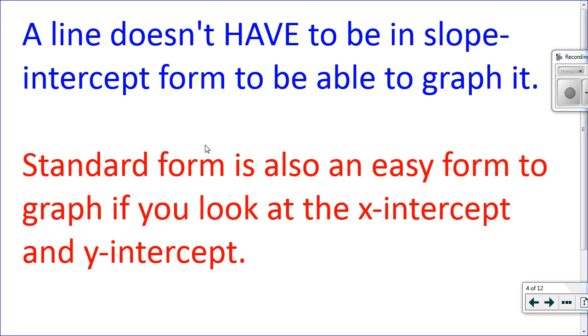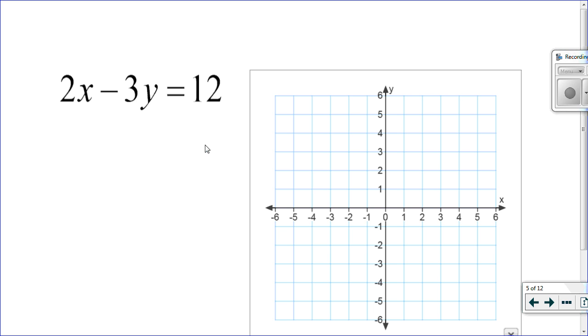Right? Remember, though, a line does not have to be in slope-intercept form in order for us to be able to graph it by hand. Standard form is also easy to graph if we can find our x and y-intercept. So I'm going to do a quick review of that as well. So this is in standard form. Now remember, when I say standard form, I mean ax plus by equals c. Right? There's our standard form.